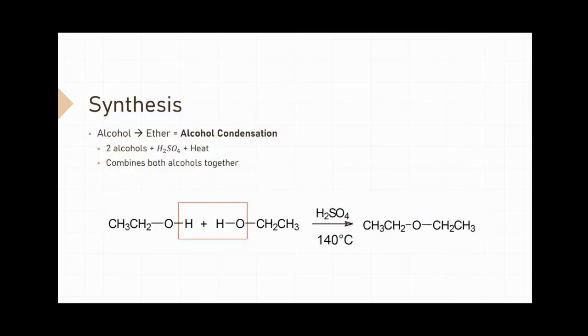All right, and so another way you can make an ether is through condensation. What you do is you have two alcohols together, and you react them with sulfuric acid and heat. So here, essentially, water is going to come out of it, and you would combine these two R groups together with oxygen in the middle.